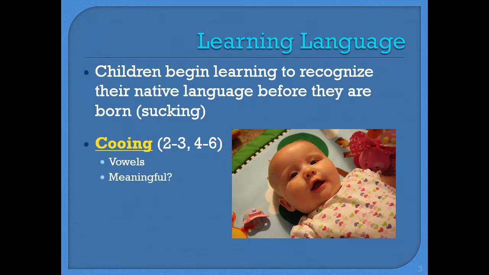Cooing is the repetition of vowel sounds, and it lacks specific meaning. It's not meaningful. Cooing usually begins at 2 to 3 months of age, but more precise imitation begins at around 4 to 6 months of age. So let's look at a video clip of a baby cooing.